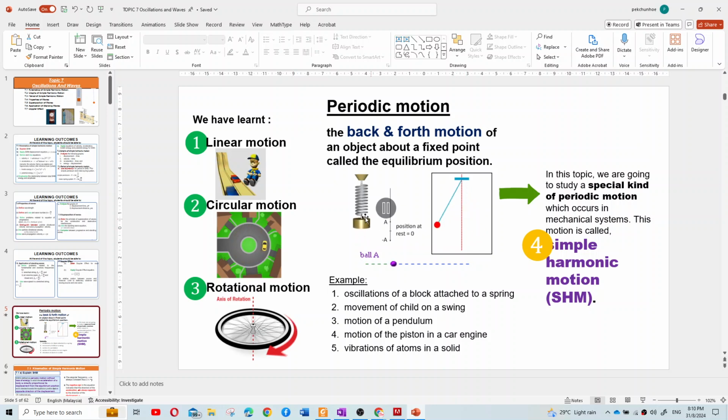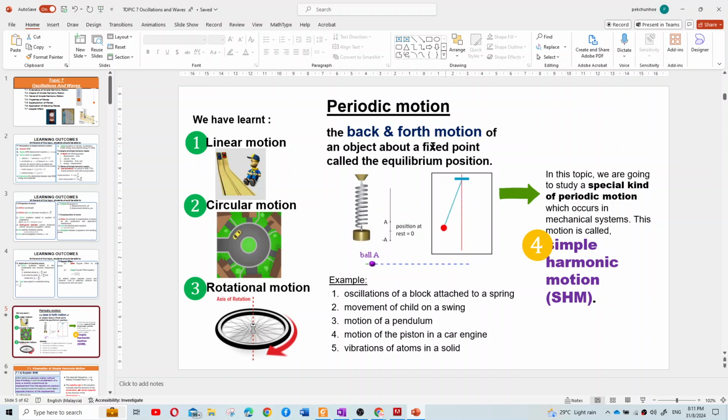Now we come to another kind of motion, which is called oscillation. So today we will learn about oscillation. Oscillation is also called periodic motion. Why do we say it's periodic motion? Because it always repeats itself. Every regular time interval, every period, it repeats itself. It's a repeating motion.